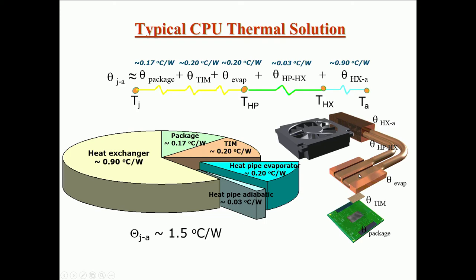So again, what I am trying to say is these measurements give us an idea as to where to focus. If I have to reduce the overall thermal resistance, what are the bottlenecks, and which is the element in this, or which is the piece of the pie where I need to attack.